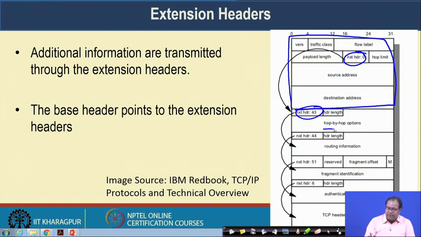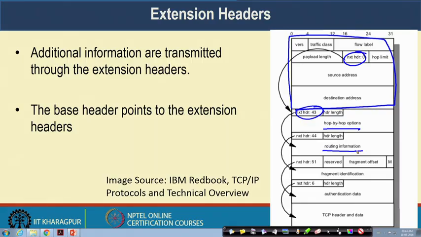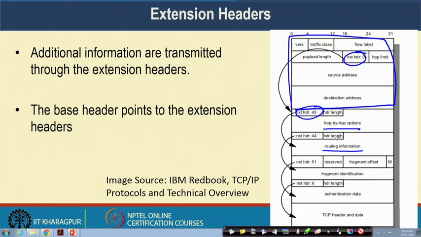One extension header can be the hop-by-hop option, that whenever the packet traverses each hop, how the packet will be treated there. Then you can have routing information embedded inside the header itself. So, if you are applying something like source routing, where the source of the packet finds out in which route the packet needs to be traversed to reach the destination, the source can put the entire routing information in the IP packet header. So, that is the routing information optional header.